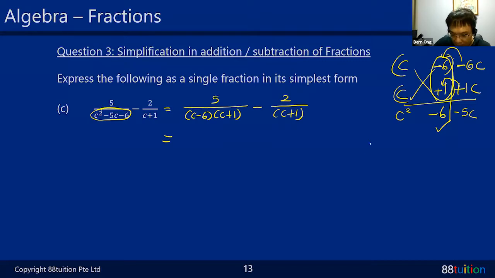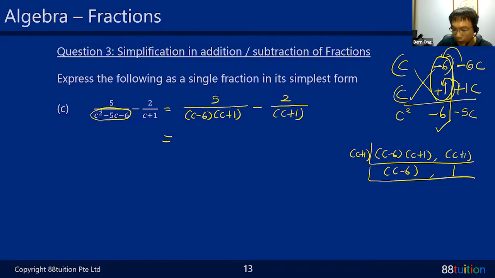Okay, so once again, what is the LCM? We have C minus 6, C plus 1, and also a C plus 1. So we must divide by the same thing first, C plus 1. Down here, I'm left with C minus 6, and down here, I'm left with 1. Good. Divide by another C minus 6 to give you a 1, 1.